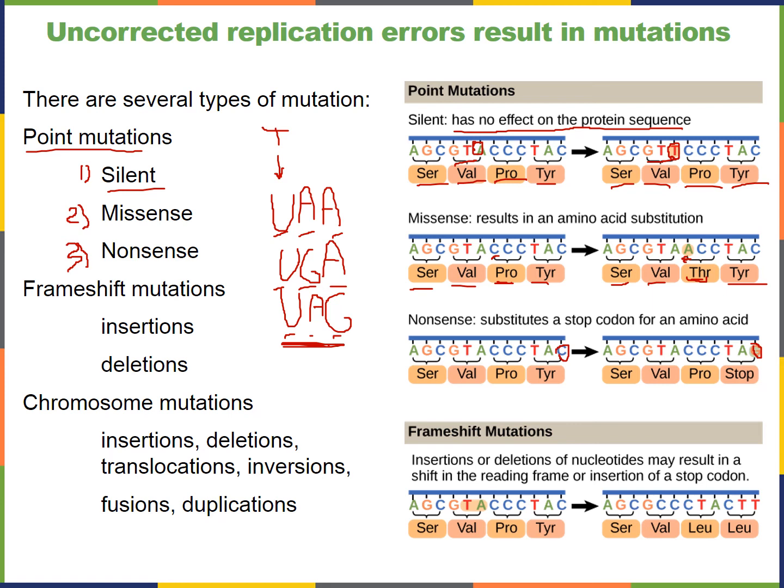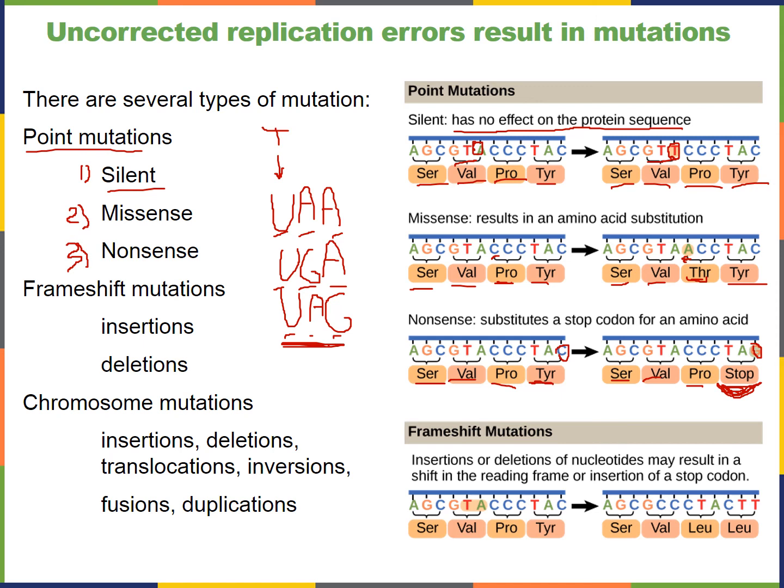So in nonsense mutations, we remove the original coding amino acid and we replace it with a stop codon. So we have serine, valine, proline, tyrosine, and then it changes to serine, valine, proline, and a stop codon. So the DNA sequence actually causes this stop codon here, which stops and truncates the sequence right there. It no longer reads.